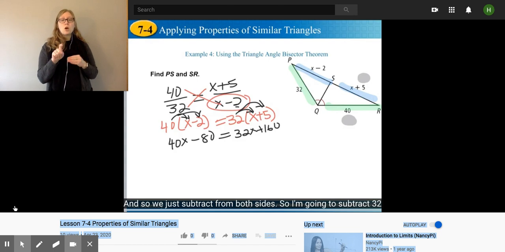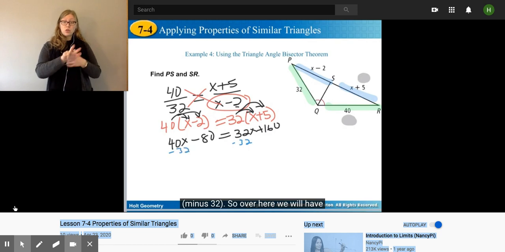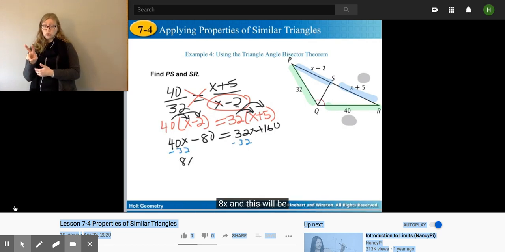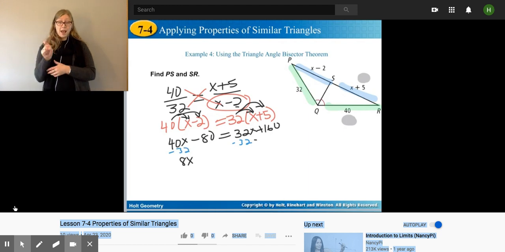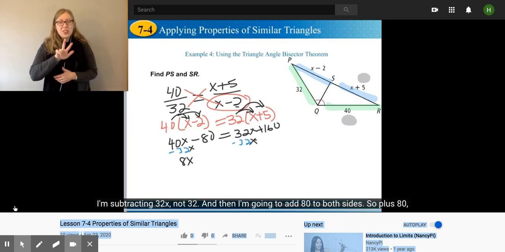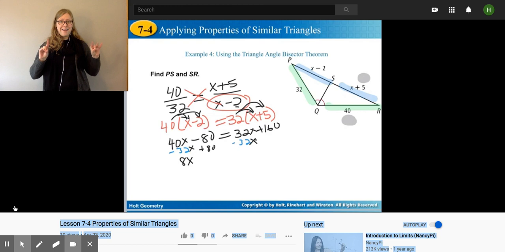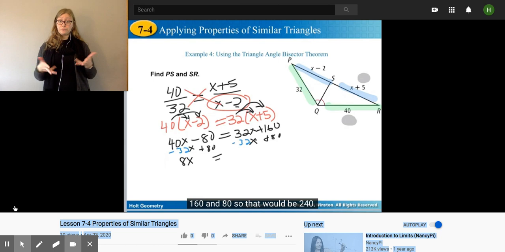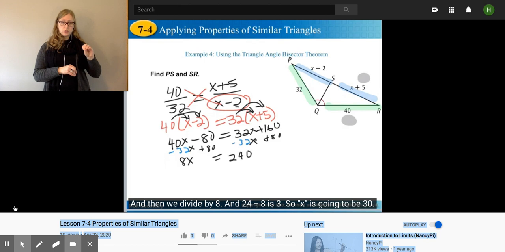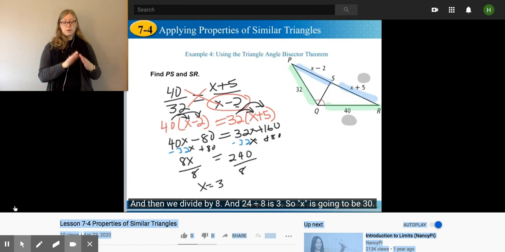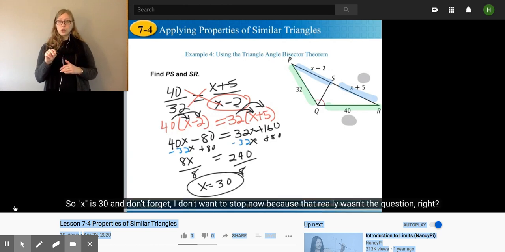So we just subtract from both sides. I'm going to subtract 32x from both sides, so over here we will have 8x. Then I'm going to add 80 to both sides, plus 80, plus 80. And so we have 160 and 80, so that would be 240. Then I'm going to divide by 8. 24 divided by 8 is 3, so x is going to be 30. So there we go, x is 30.